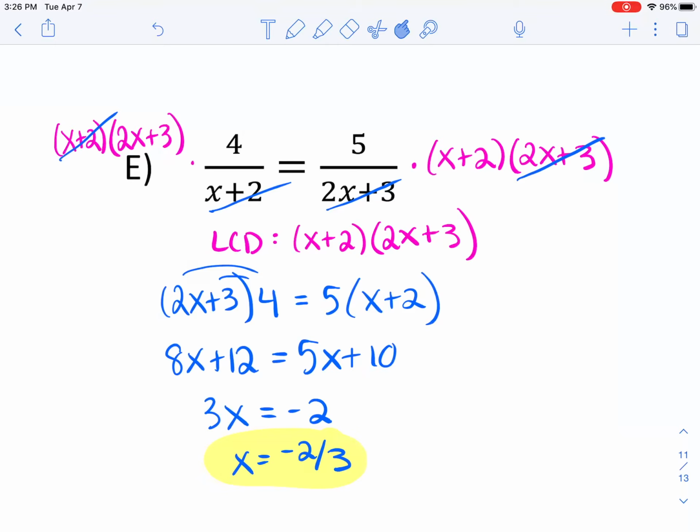We want to solve for x. So you're going to subtract 5x from both sides. 8x minus 5x is 3x. Subtract 12 from both sides. 10 minus 12 is negative 2. So you have 3x equals negative 2. To solve for x, you need to divide both sides by 3. So you end up with x equals negative 2/3.